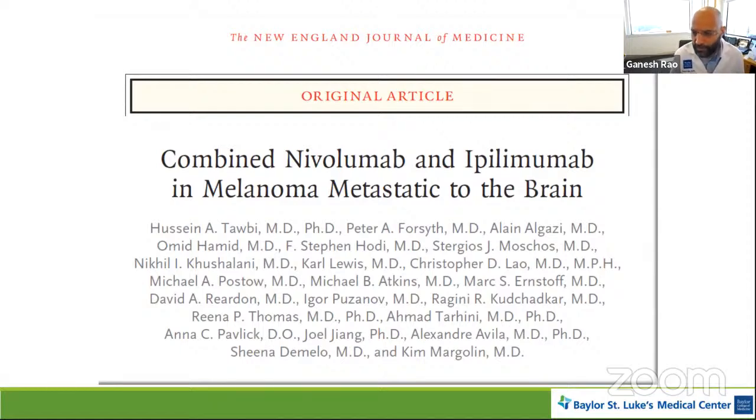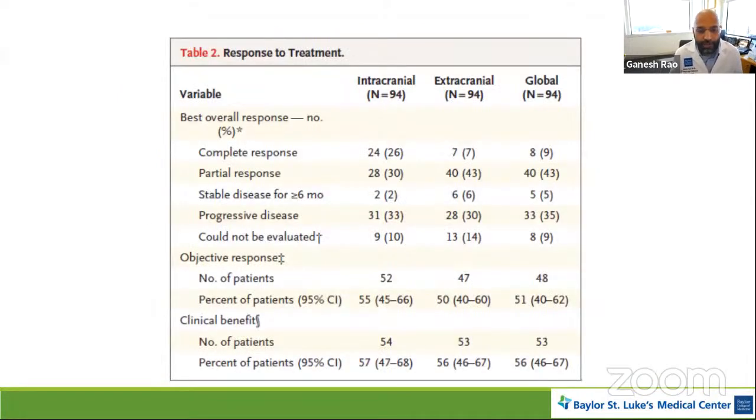This is a paper that's a couple years old now, looking at the use of nivolumab and ipilimumab, so immunotherapy in combination, for melanoma metastatic to the brain. Twenty years ago, if you had melanoma in the brain, your median survival was 6 weeks. And now we're seeing remarkable responses to immunotherapy, even for patients with disease in the brain. An objective response in a patient with melanoma in the brain who got this treatment was seen in 55% of patients, a significant response to this combination. And in fact, 26% of patients got a complete response.